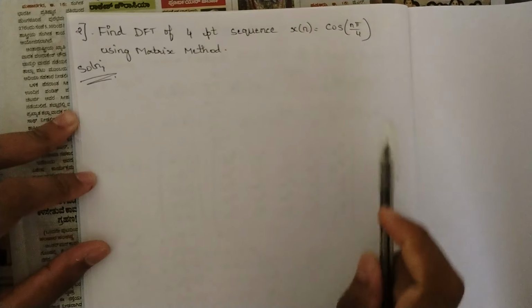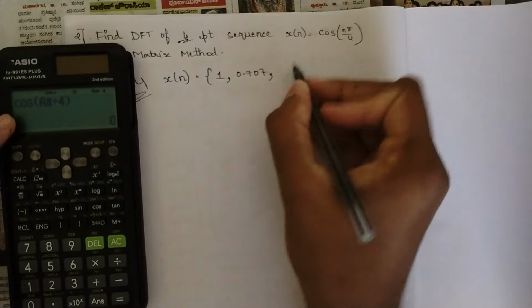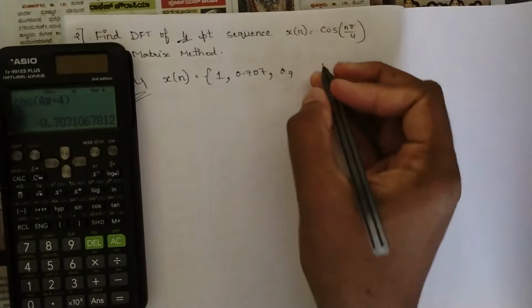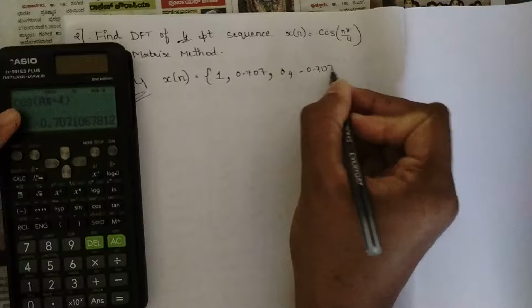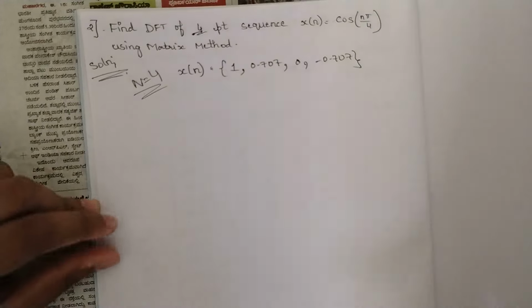Then next value is 1, that is 0.707. Next value is 2, it is 0. Next value is 3, that is minus 0.707. Like this you should be finding the values. Okay, hope you might be knowing this now.